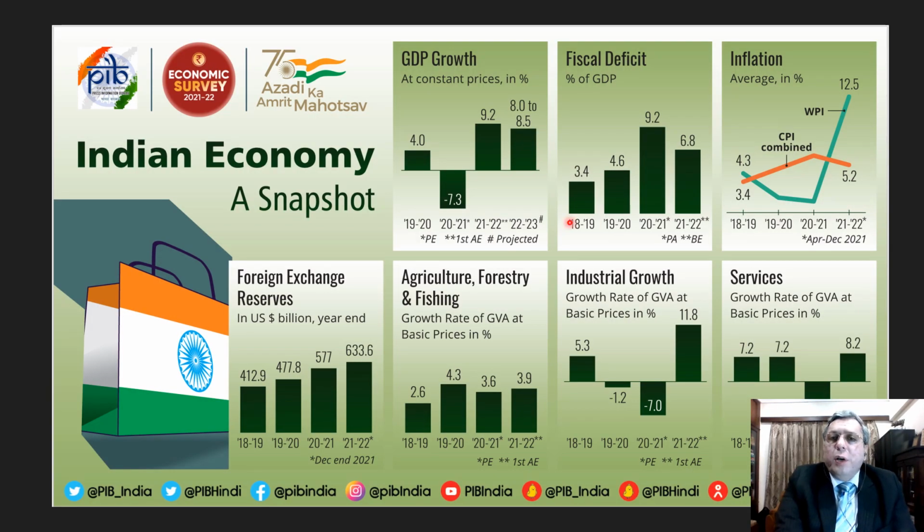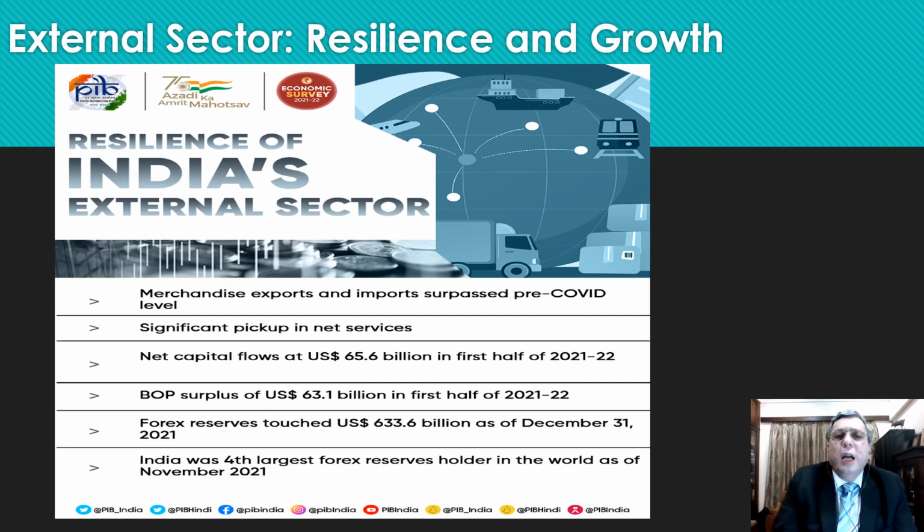So we have covered GDP, the three sectors, fiscal deficit, and inflation, and now we've got the external sector, and then a couple of slides on the overall outlook that the Economic Survey talked about. Coming to the external sector, it has seen resilience and growth.